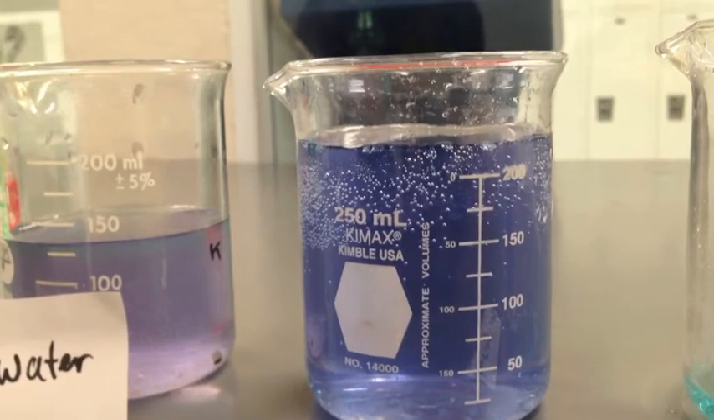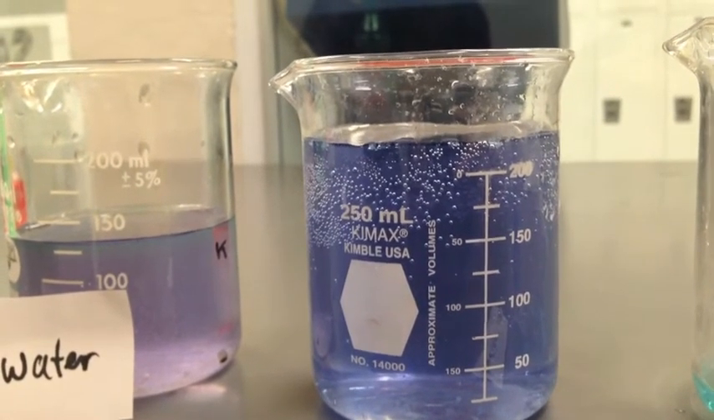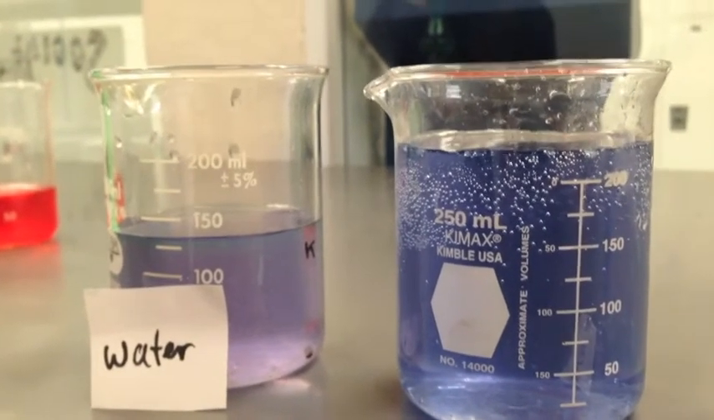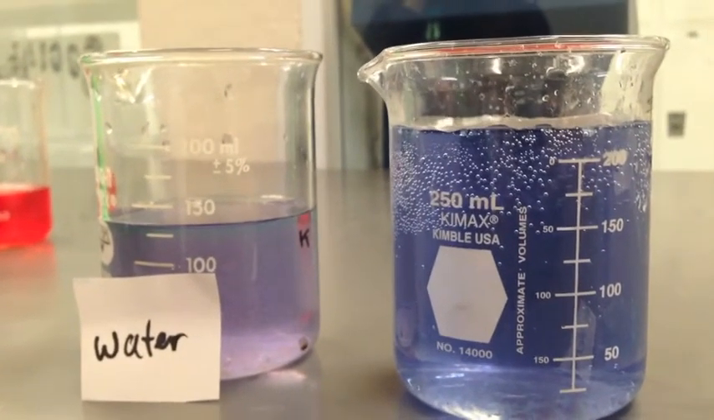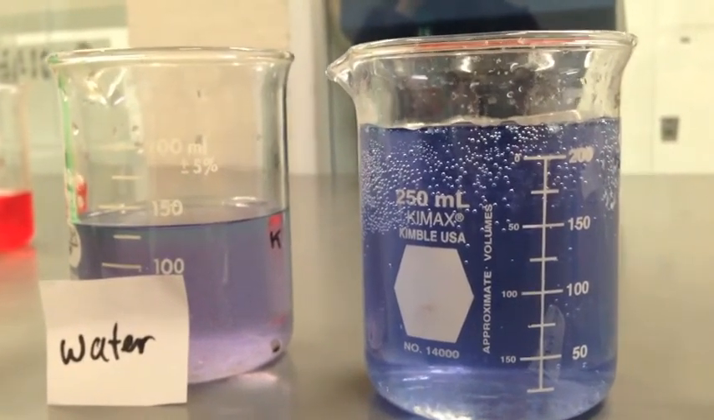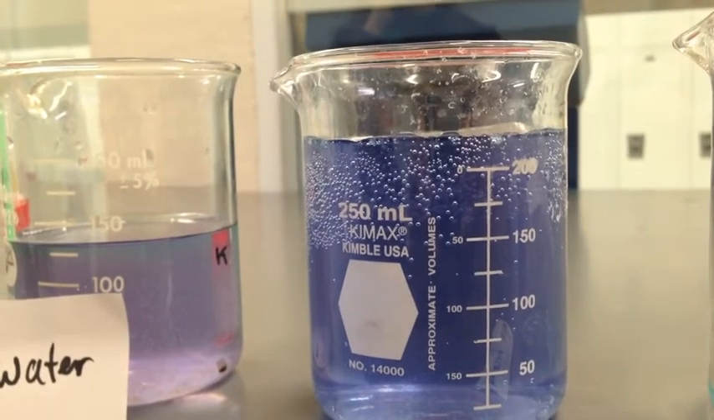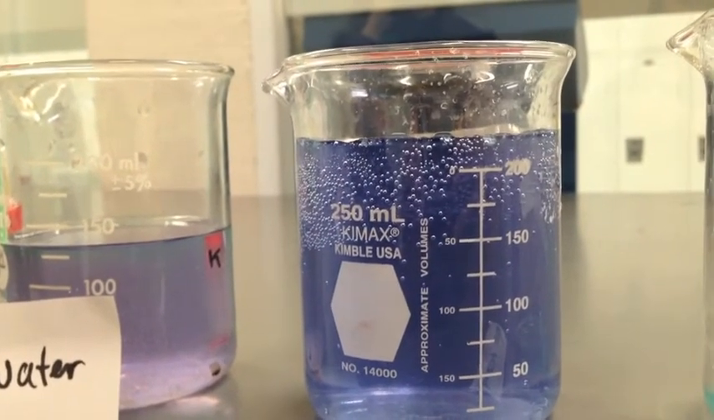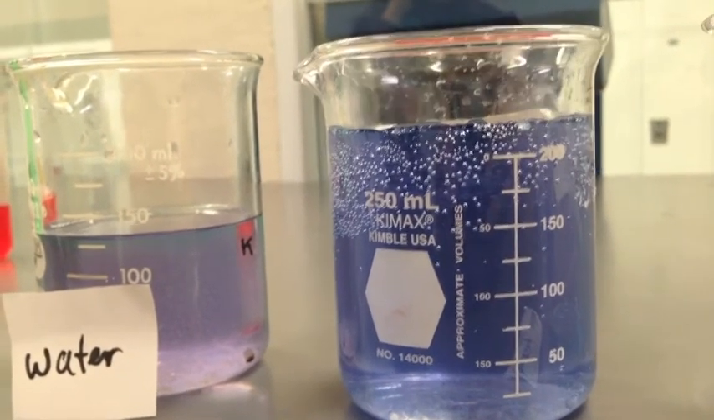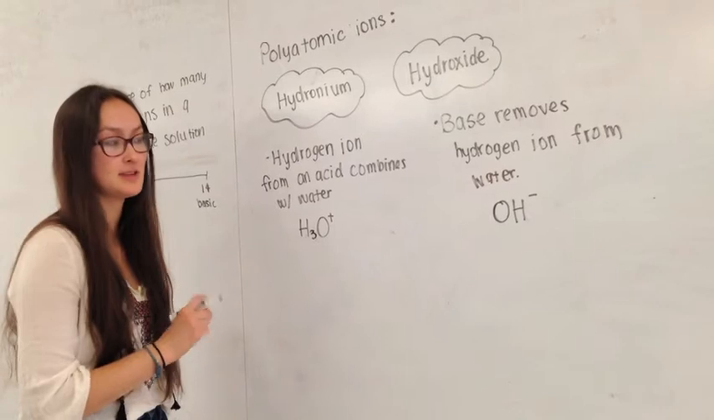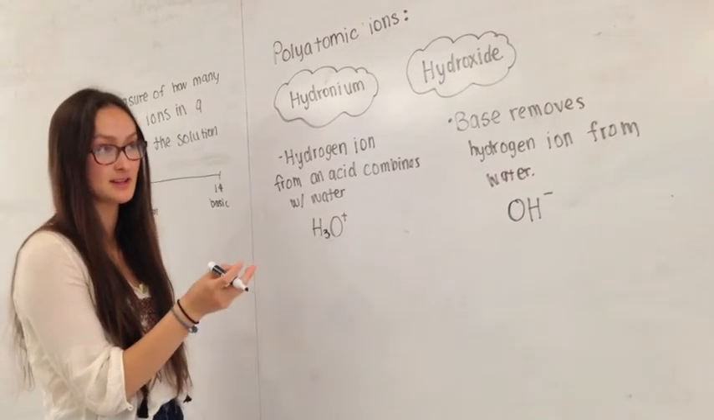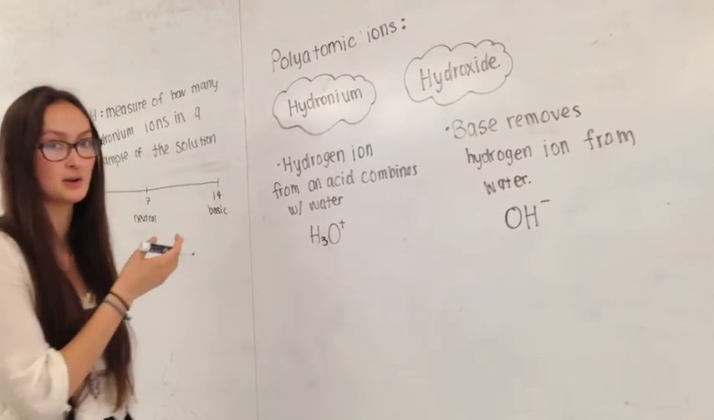After combining the Sprite solution and the baking soda solution, we get something that looks like this, and you can notice that this is very close to the original color of just the water and red cabbage solution, which is our control. And so this shows that when you mix an acid and a base together, the acid neutralizes the base and makes it closer to a neutral pH. So when we combined the soda solution with the baking soda solution, the acid neutralized the base and it became close to the color of water.